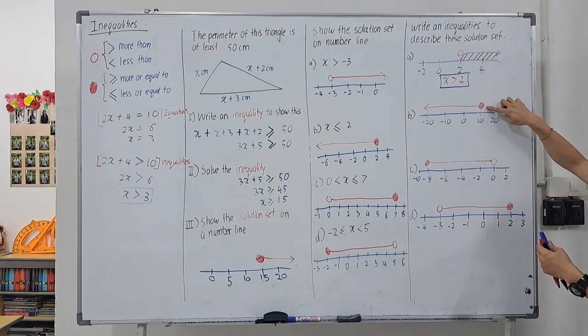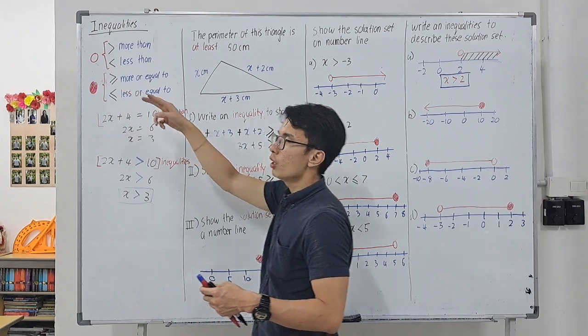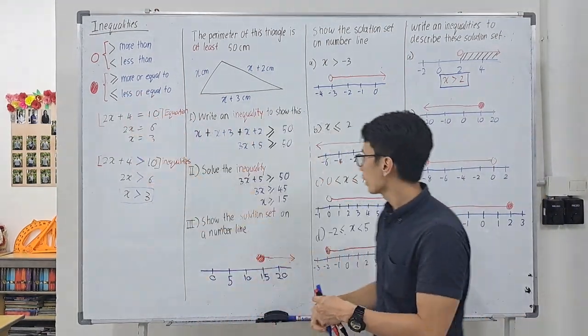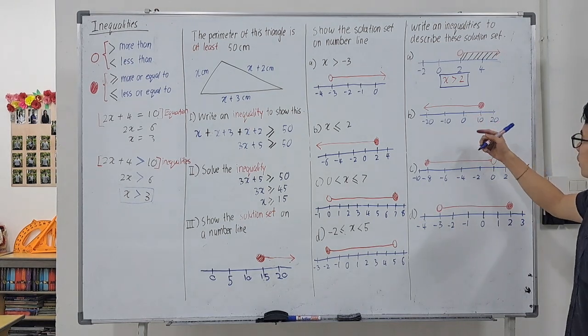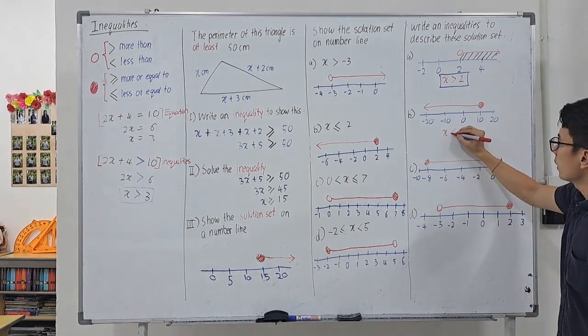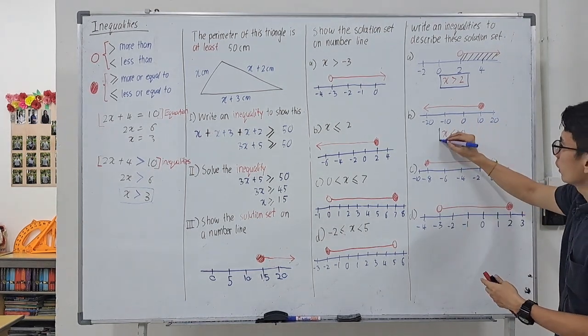So same thing, now this is a shaded circle, so you know that it's going to be either these two, but since it's pointing to the left, so we know it's going to be this one. So over here, very simple, this is going to be x is less or equals to 10, okay? And then we are done for this one.